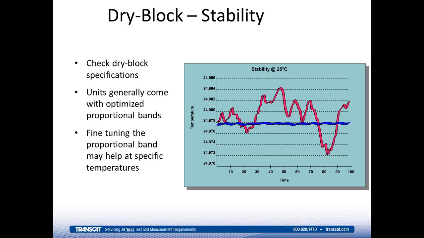But if you want to try to really do the best you can with stability at a specific temperature, you can change that proportional band to improve it at that temperature. Just keep in mind that it does have impact on the entire range. So you want to keep an eye on stability. We need the dry well to be stable and uniform while we use it. It's kind of a key component there.